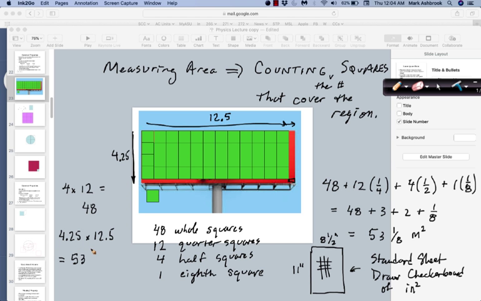So you should do that in your calculator. Do 4.25 times 12.5. And what you get is 53.125 meter squares, which is the same thing as we got before when we counted them group by group.